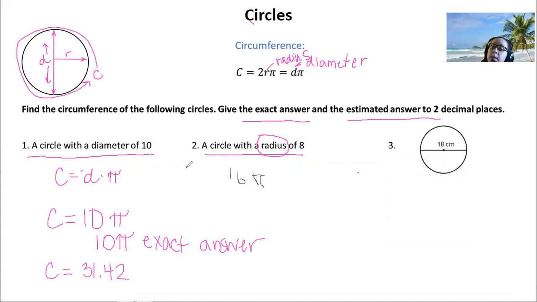What do you guys think? Since I'm given a radius, yeah, pi times radius squared. If I'm given the radius, I'm going to use the radius formula up top. You're so right. So I'm going to go circumference equals 2 times 8 times pi. 2 radius pi. Good. So we are left with 16 pi. And then what would I get if I did the exact answer?